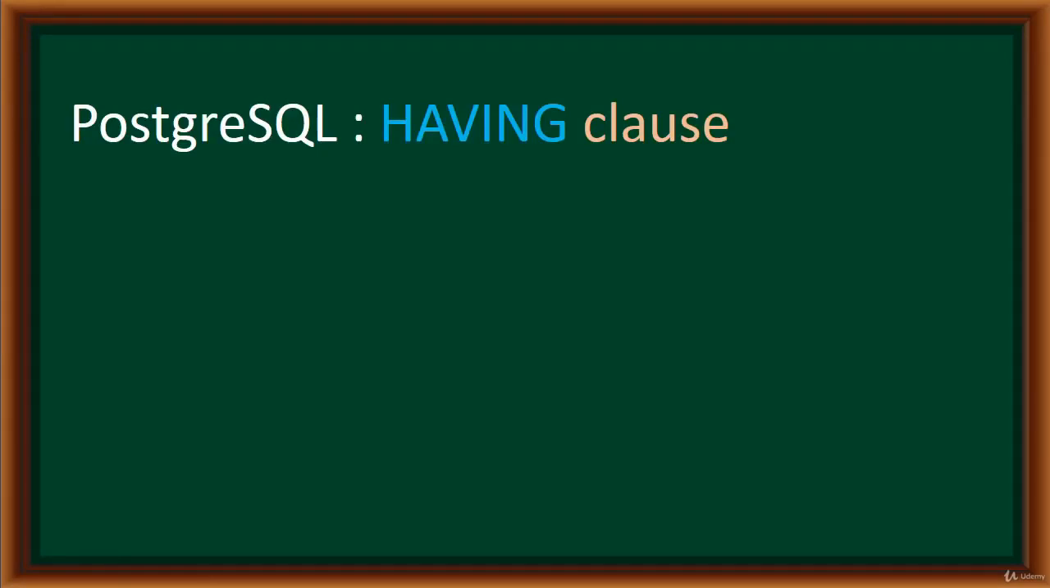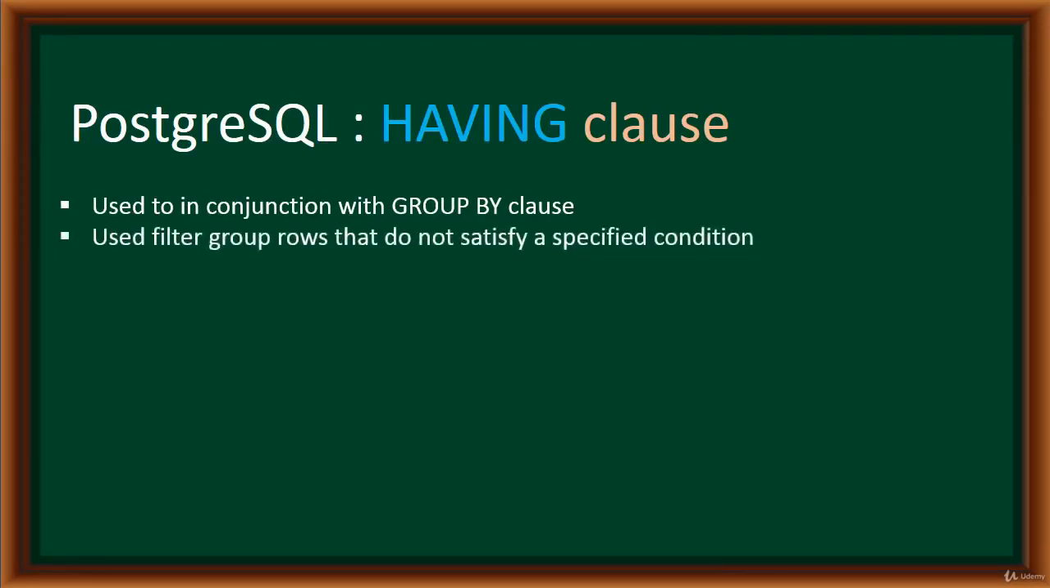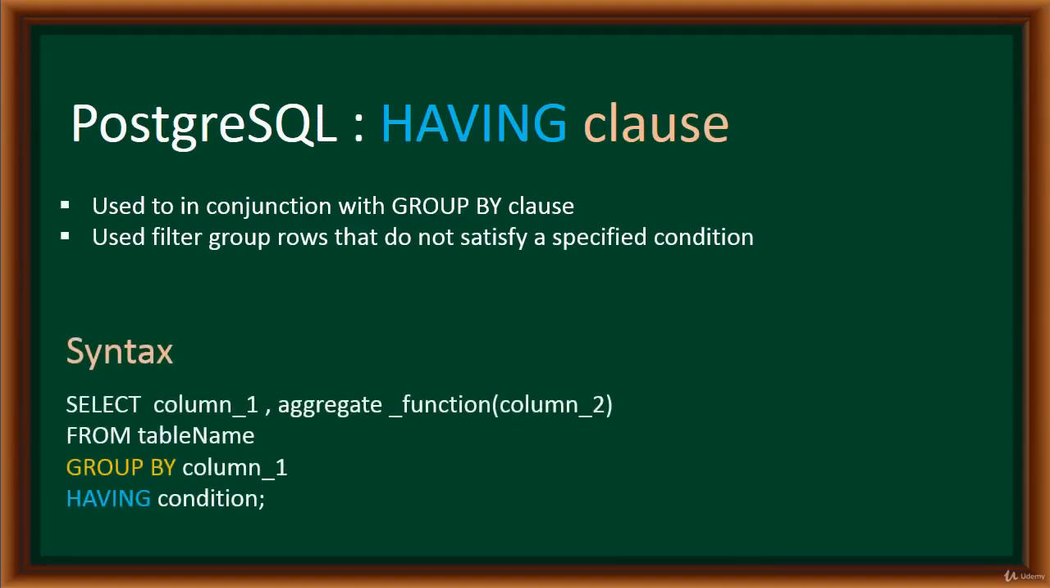In this lecture, you'll learn how to use the having clause to eliminate groups of rows that do not satisfy a specified condition. The having clause is usually used in conjunction with the group by clause. It is used to filter group rows that do not satisfy a specified condition.